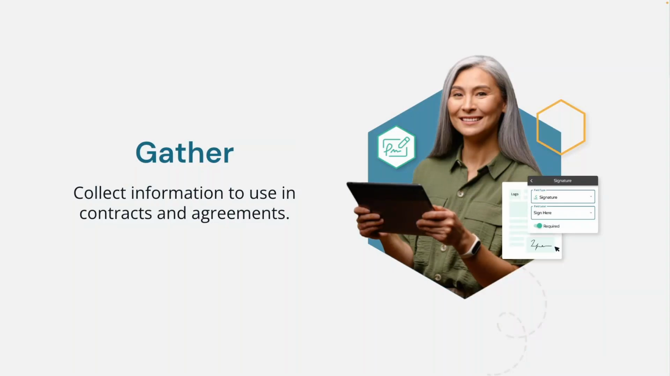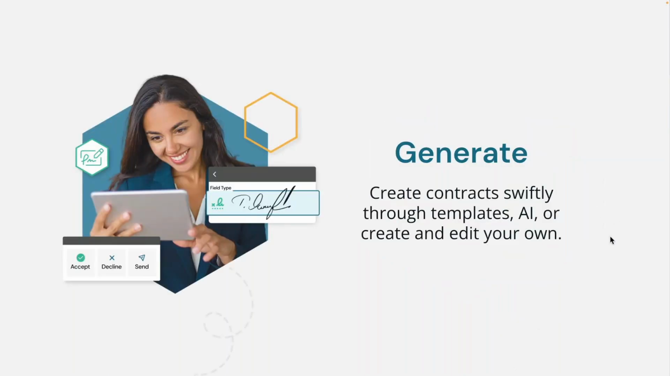In the gather stage, you can collect information to incorporate into your contracts and agreements. You can have clients submit information and documents from easy-to-use forms, or you can pull them from systems or databases that you already use. Generate allows you to dynamically create documents through pre-built templates of the contracts that you use the most. You can create them on the fly with AI inside the product, or you can create and edit your own from scratch in our document editor.